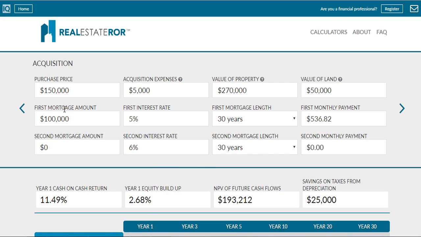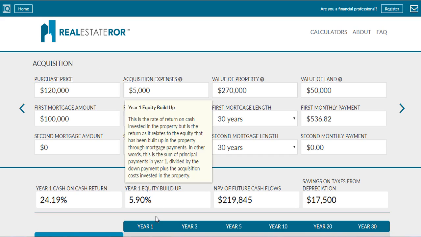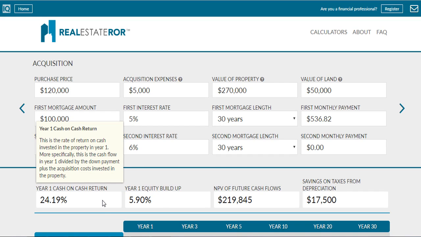Equity buildup rate is not something that should be used on its own to measure a rental property's year one return. Quite frankly, on its own, this is not a very important real estate calculation. Rather, in order to make it important and give it meaning, it should be paired with your year one cash-on-cash return. When added to your rental property's cash-on-cash return, it gives you a total year one return number.